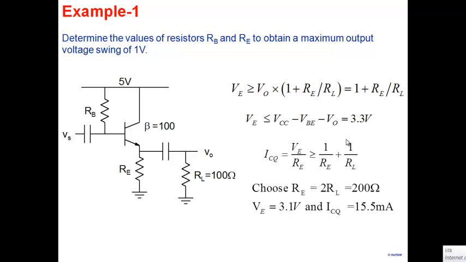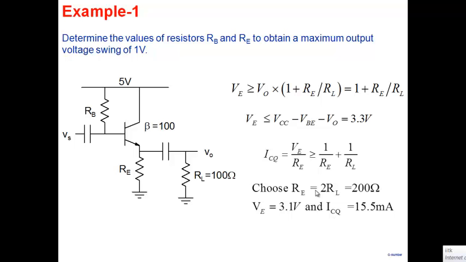Our margins are very small if you look at it right now. I've chosen a VE of 3.1, and this says VE must be less than 3.3. So 3.1 is indeed less than 3.3, but what is the margin of error? 0.2 volt. That's a very small margin. In these analyses and calculations it is fine, and you can push it exactly to 3.3. But in real life, you'll have to give margins here. So this becomes our design.